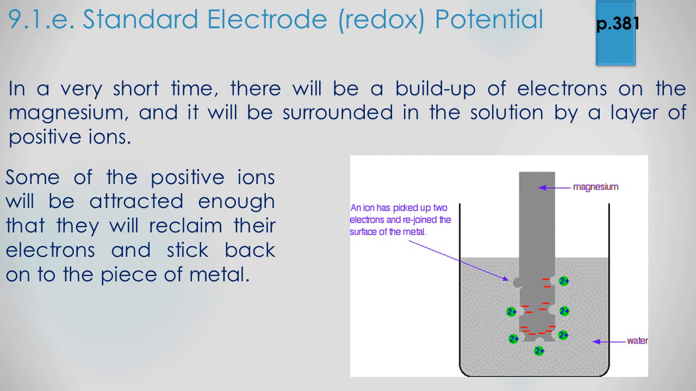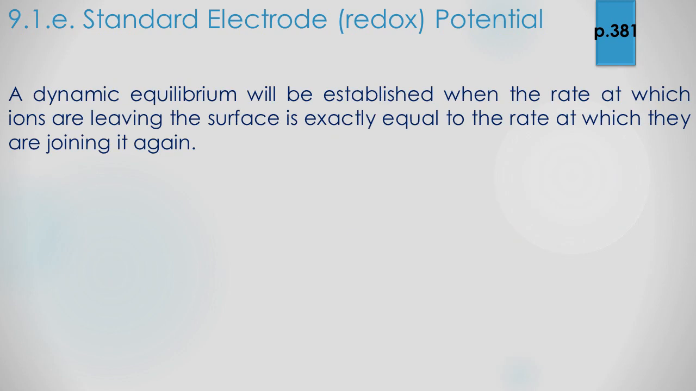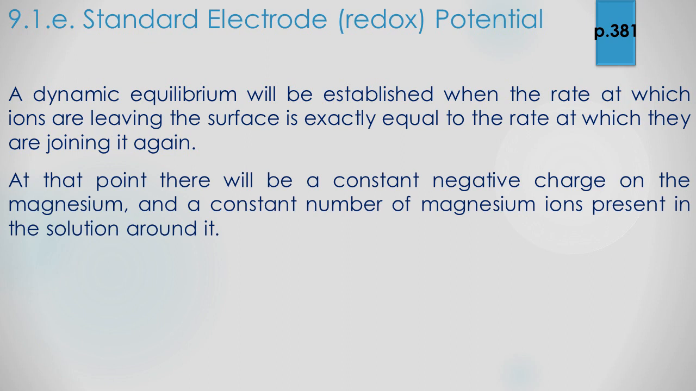The positive ions in the solution are attracted to the layer of electrons present at the surface of the metal. Sometimes this attraction is strong enough that the positive ions reclaim their electrons and reform the metal. A dynamic equilibrium is established when the rate at which the ions are leaving the surface is exactly equal to the rate at which they are rejoining.